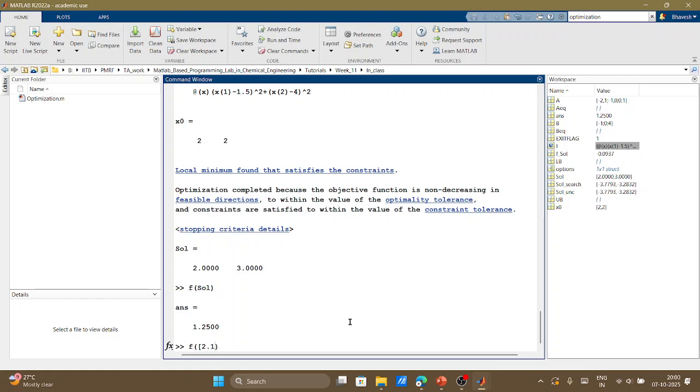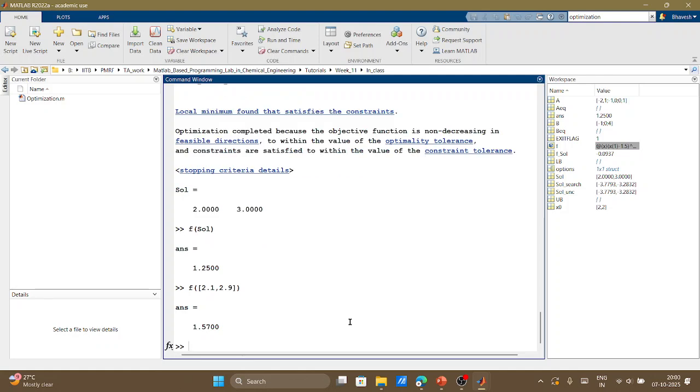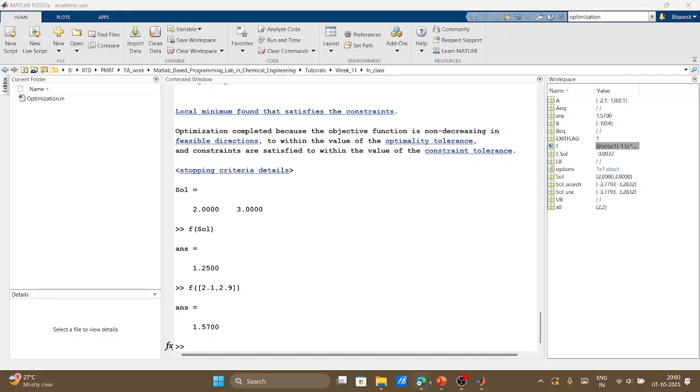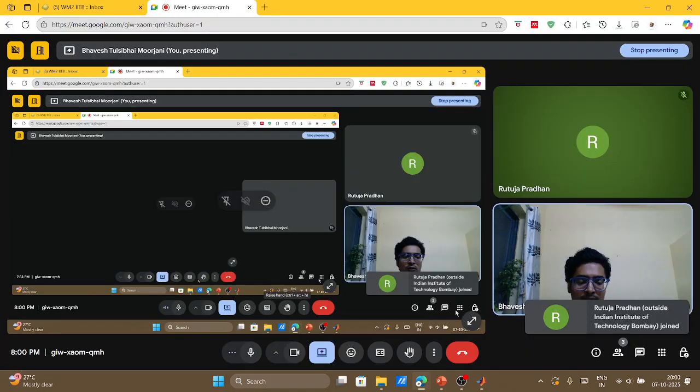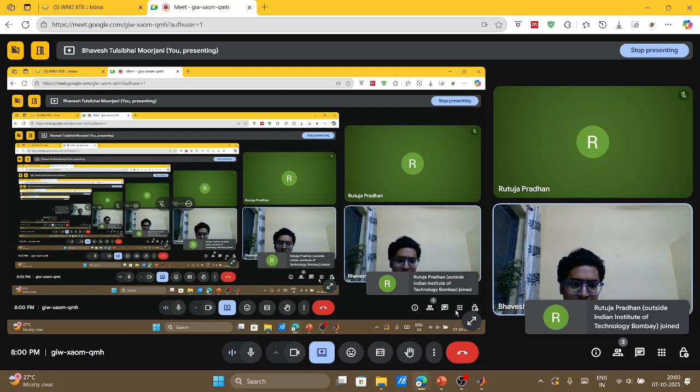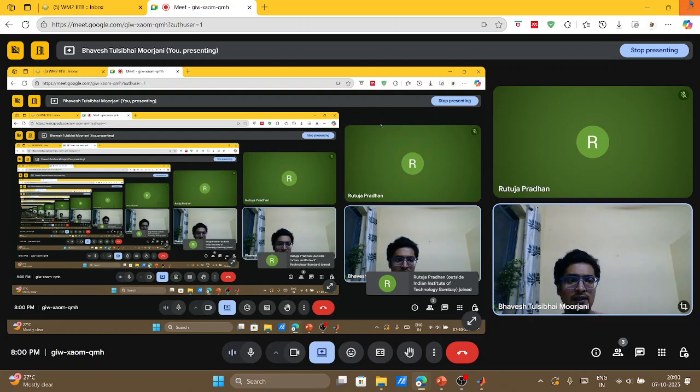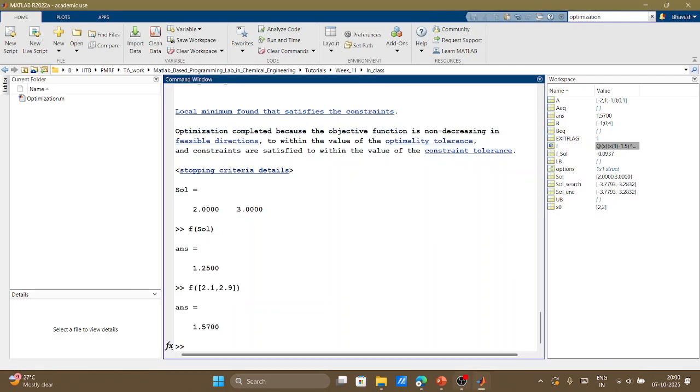If you want, you can check the other values also. Let's say 2.1 and 2.9, something. It's higher, right? Obviously you have to check whether the other constraints are met or not. I'm just checking it randomly, right? One other way to visualize this will be to look at the plot of your function, the way your function looks, right?